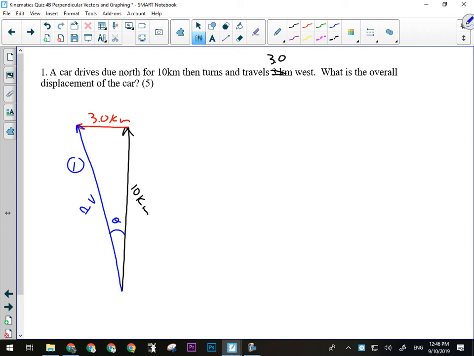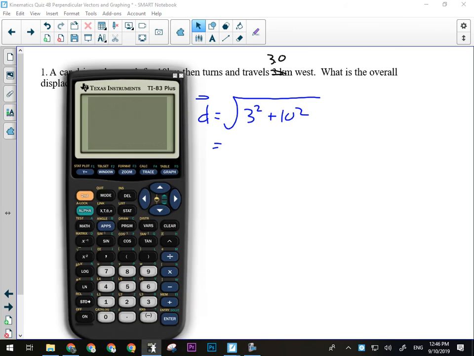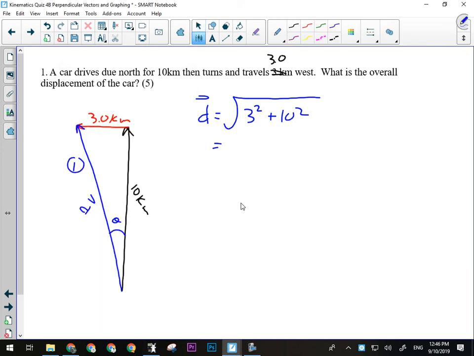If I'm going to find the magnitude of the displacement, then I need to use the Pythagorean theorem. That means I'm going to have 3 squared plus 10 squared. We'll have the square root of 100 plus 9, which is 109. So we're getting 10.44 kilometers. We'll give them a mark for that.